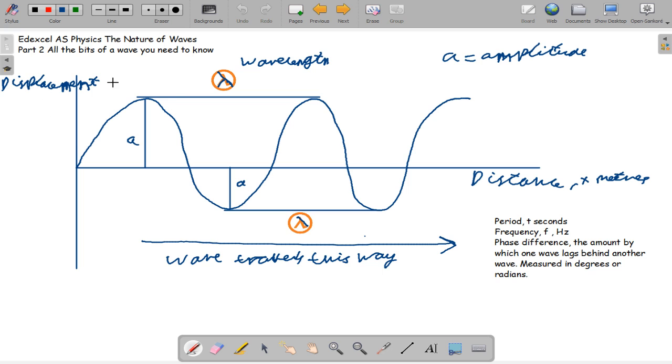And so now we're going to talk about all the parts of the wave that you need to know. So if we have A, which is the amplitude, this is the length of the wave from the x-axis to the crest of the wave, or the very top.